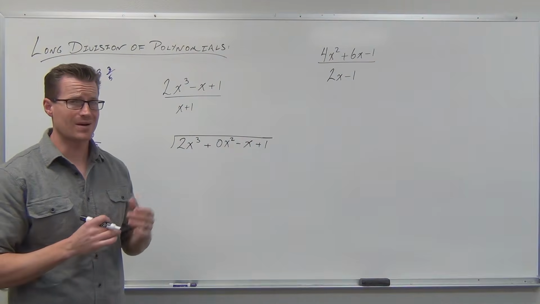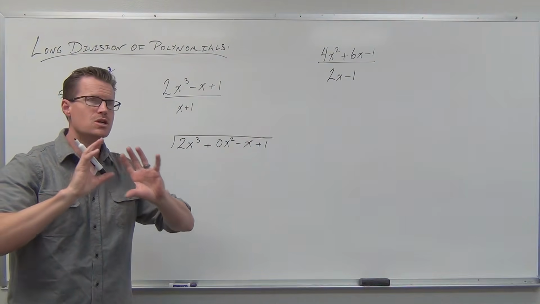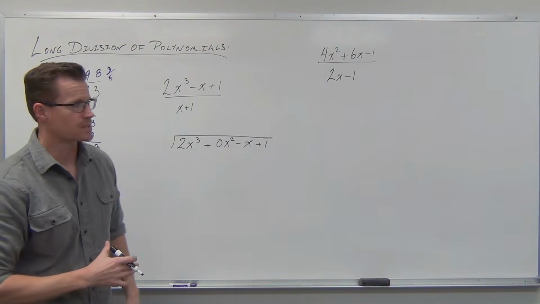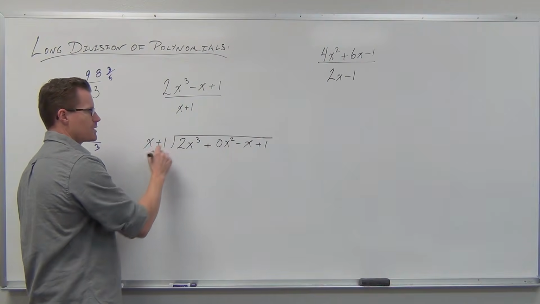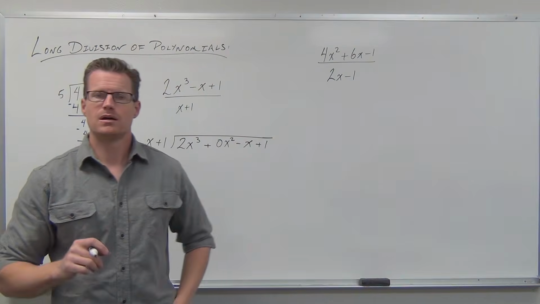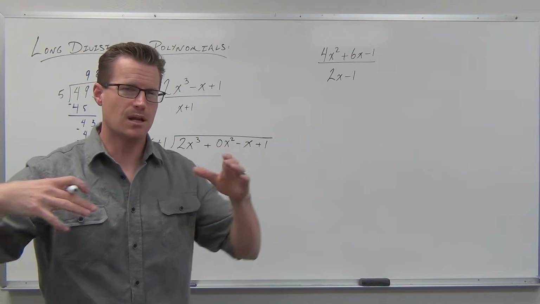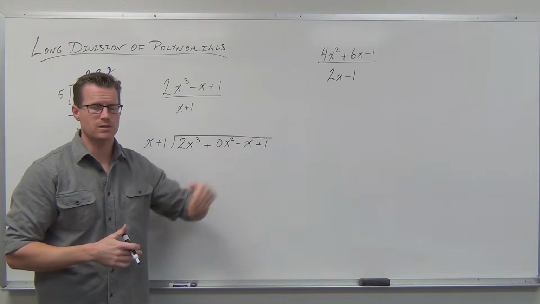Again, if you had a power 9, you'd have to have something to the 9th power, and even if you had no x to the 8th, you have 0x to the 8th, 0x to the 7th, all the way down into your constant. And whatever you're dividing by goes outside. So the key ideas here: the numerator goes inside, denominator goes outside. You need a power for everything less than your largest power, 3, 2, 1, constant.